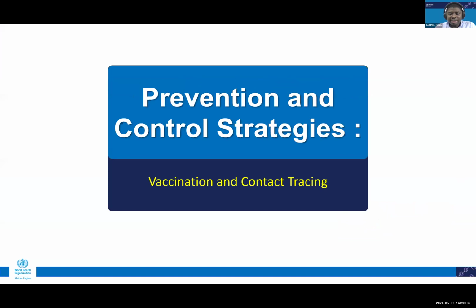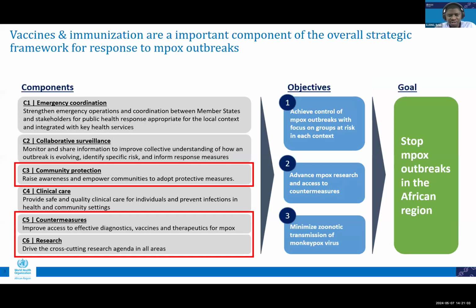Now, starting with vaccination and contact tracing, WHO has developed a framework through which we want to work in stopping the mpox outbreaks in the African region. And when we look at vaccine, this fits into 3 out of the 6 core components of the WHO framework on mpox response. The first is protect.